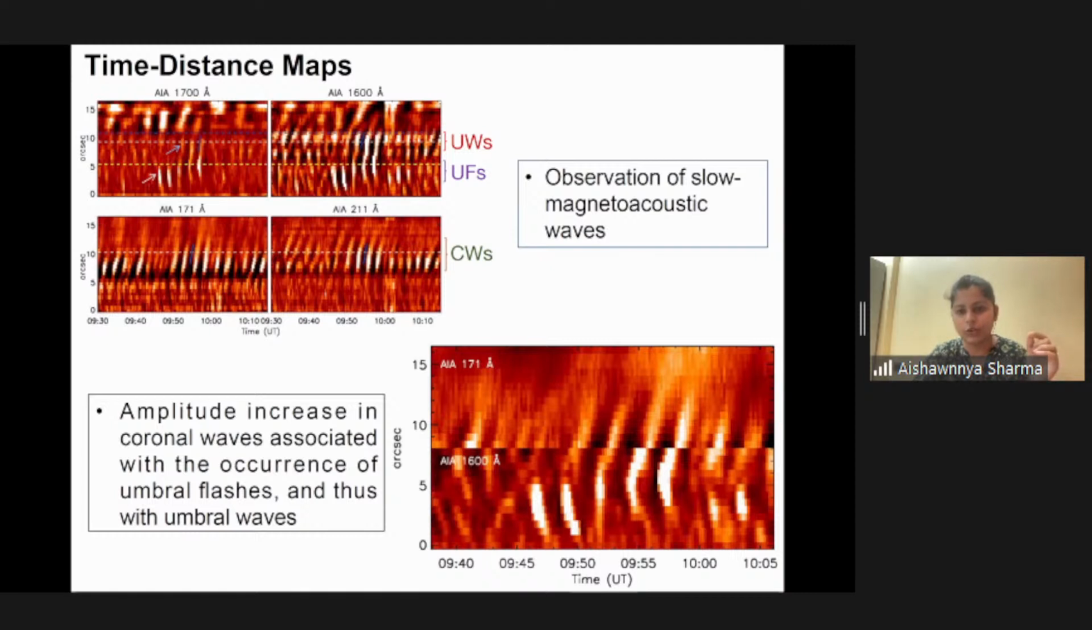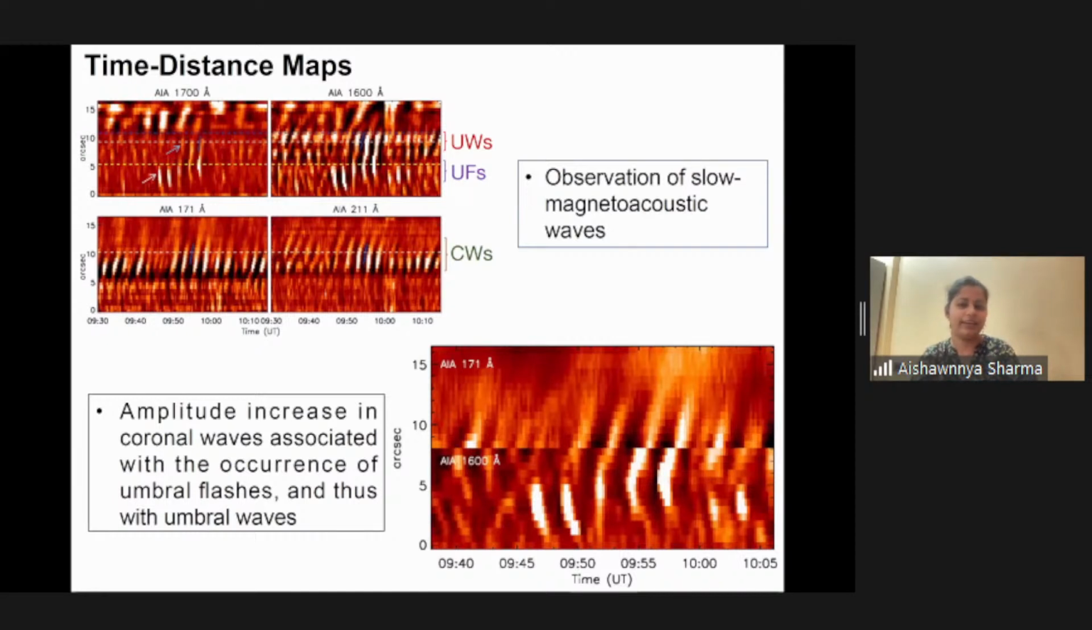So here we can see these 5 points. There are 5 brightenings, 1, 2, 3, 4, 5, in the lower panel. Whenever these brightenings, those 5 flashes, are happening, simultaneously there is an increase in the intensity of the umbral waves, as well as an increase in the brightness of the coronal waves. There is a small time difference, no doubt, because waves will always take some time to travel up. So that's why some time difference is there, but it is happening almost simultaneously.